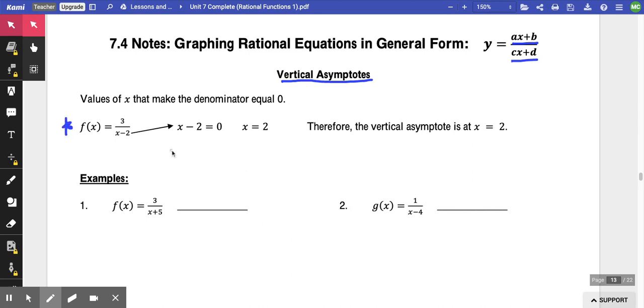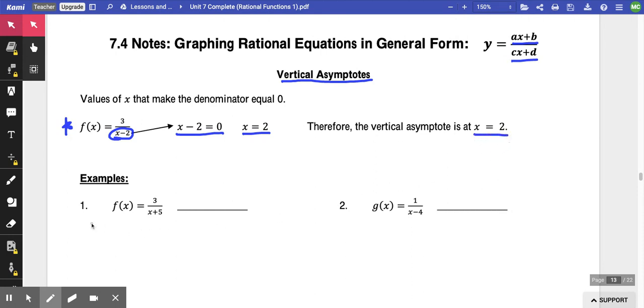The example there. So the values of x that make the denominator equal 0 are going to tell you where the vertical asymptotes are. So in order to find those vertical asymptotes, you take that denominator, you set it equal to 0, and then you solve it, and you end up with an equation. It says x equals 2. Now that equation, if you were to graph it, would be a vertical line where the x is 2. So therefore, this function has a vertical asymptote at x equals 2.